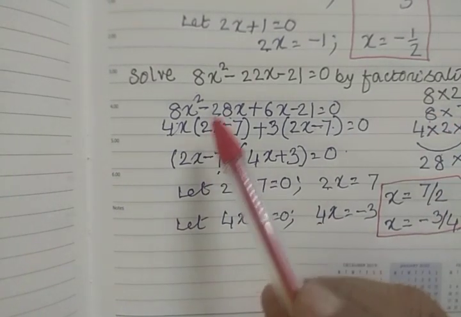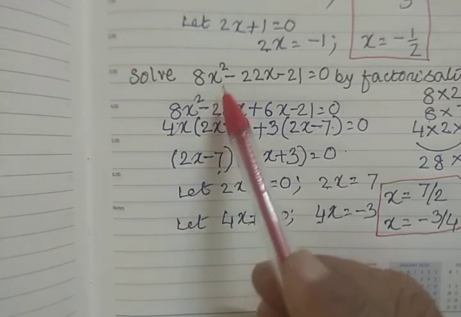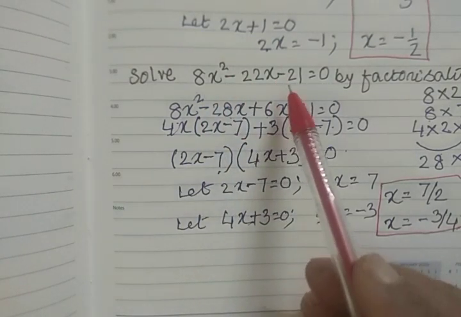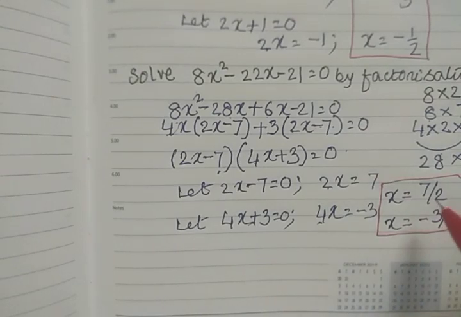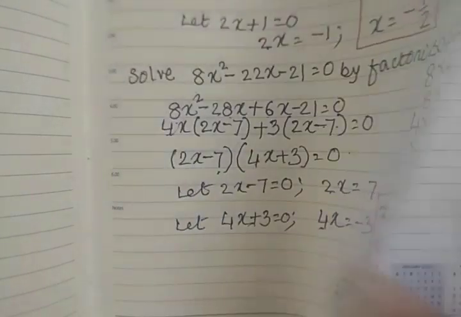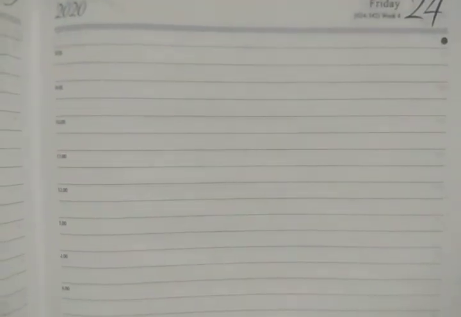For this equation, what is the equation? 8x square minus 22x minus 21 is equal to 0. Then the solution will be x is equal to 7 by 2 and x is equal to minus 3 by 4. Shall we do one more example? Yes. Solve.